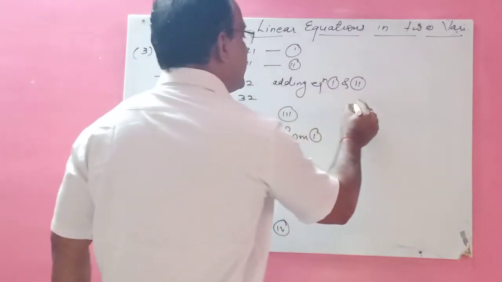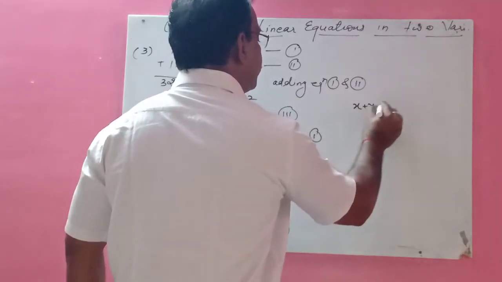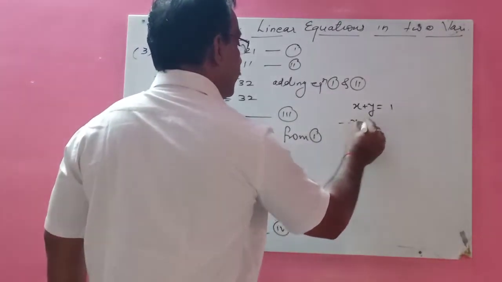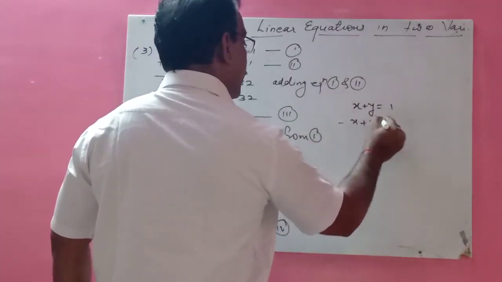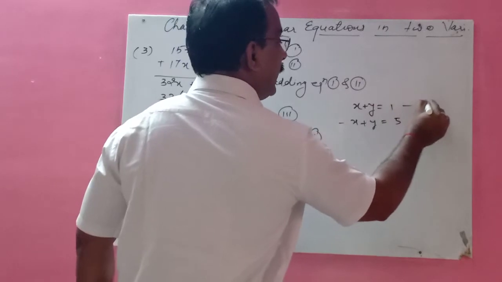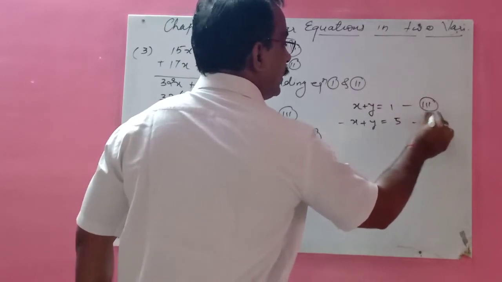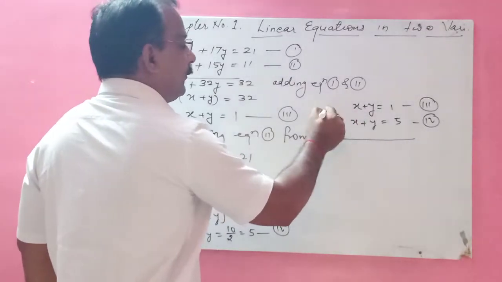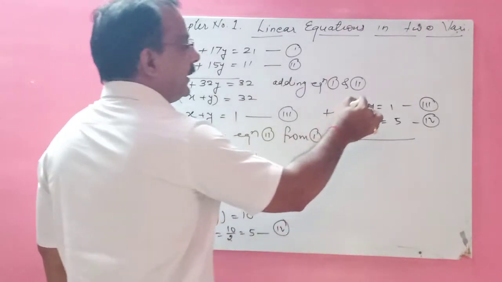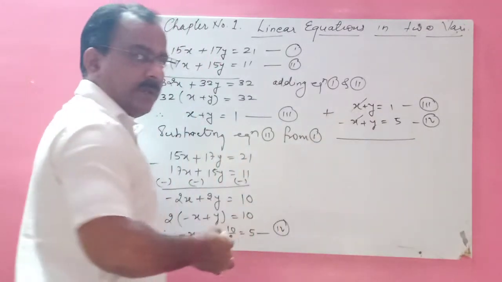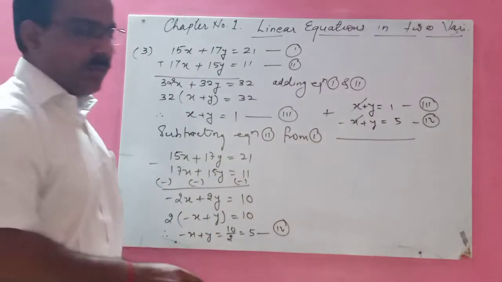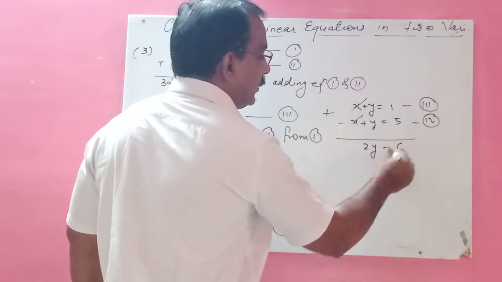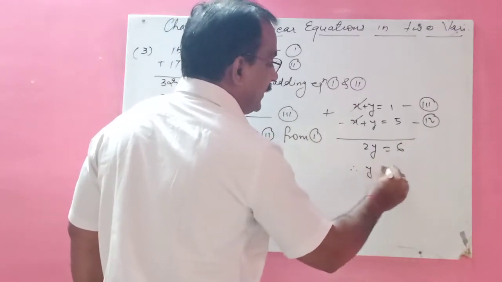You take down third and fourth to find out the value of x and y. So your third equation is x plus y equal to 1, and minus x plus y is equal to 5. This is third equation. This is fourth equation. Now see that these two are opposite. If you will do addition, children, here, it gets eliminated. Plus x minus x becomes 0, and y plus y becomes 2y, which is equal to 6. Therefore, y is equal to 3.